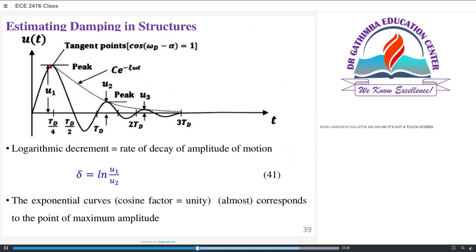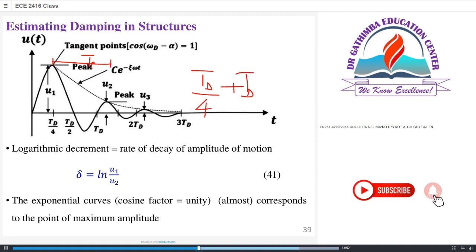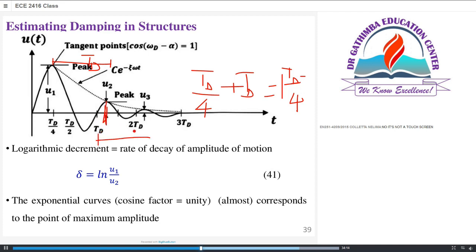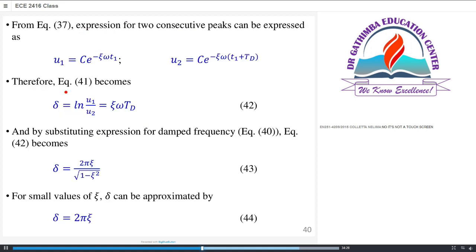Let me repeat again. The time T1 at this peak is equal to TD over 4. Then plus TD, because the next peak will occur after one full cycle, after one period. So this is 1 1/4 TD. From this point, this is TD and this is 1/4 of the period, because from here to here is a whole period, so you can divide it into 4 parts. This is the expression for U1 and U2.